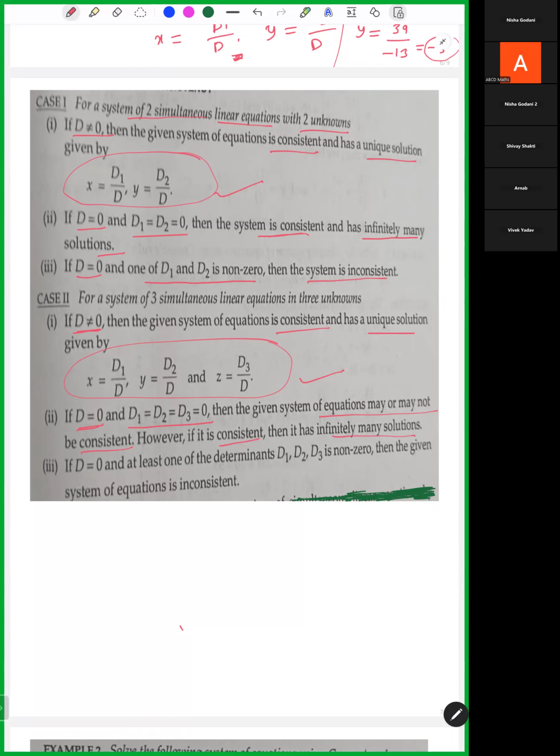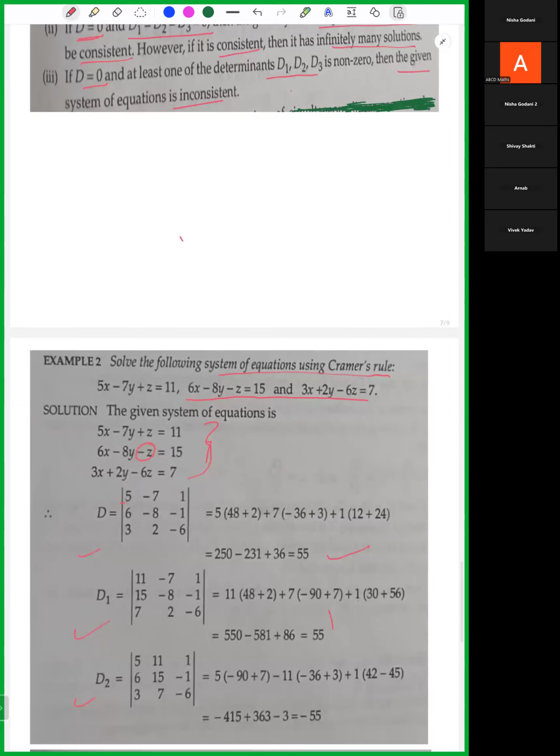Third point is if D is 0 and at least one of the determinants D1, D2, D3 is non-zero, then the given system is inconsistent. So this third point is similar in both case 1 and case 2, and the first point is also similar. Only there is a difference in the second point. When D is 0 and D1, D2, D3 are all 0, then it may or may not be consistent. If consistent, then infinitely many solutions. So this is by Cramer's rule.